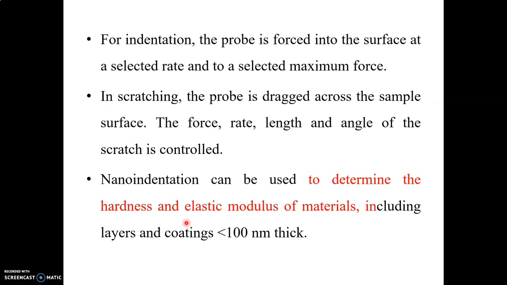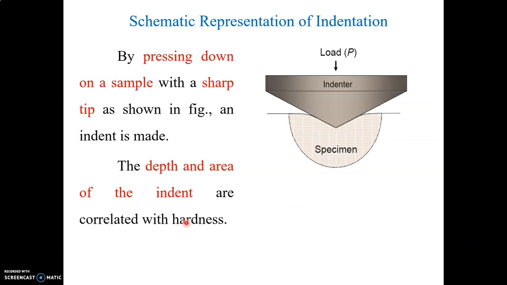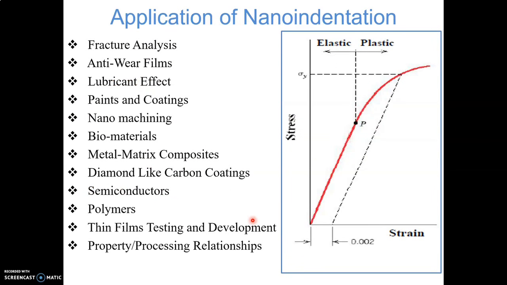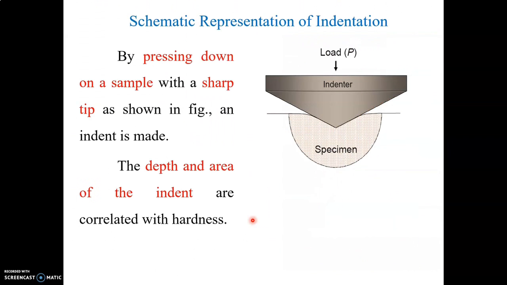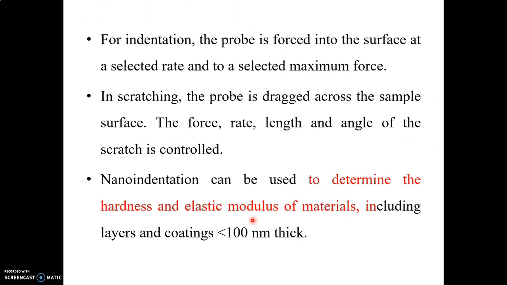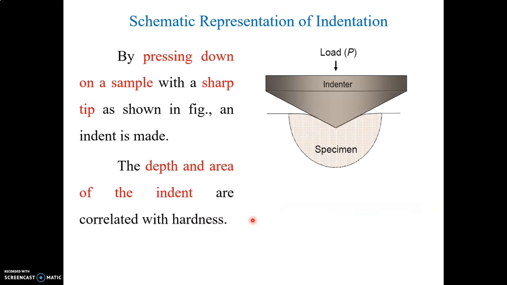So there are different indenter tips available. Three-sided pyramid shaped diamond tips are most commonly used as the indenter to image the samples. Nano indentation is used to determine the hardness and elastic modulus of materials. This nano indentation technique is very important in the case of biomaterials.